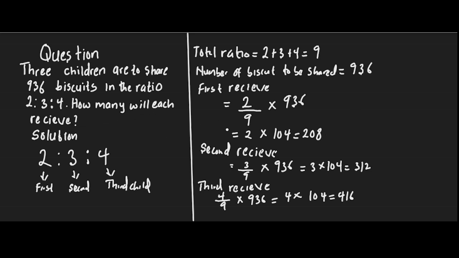So each will receive: the first is going to receive 208 biscuits, the second is going to receive 312 biscuits, and the third is going to receive 416 biscuits. So the first receives 208 biscuits, the second receives 312 biscuits, and the third receives 416 biscuits.